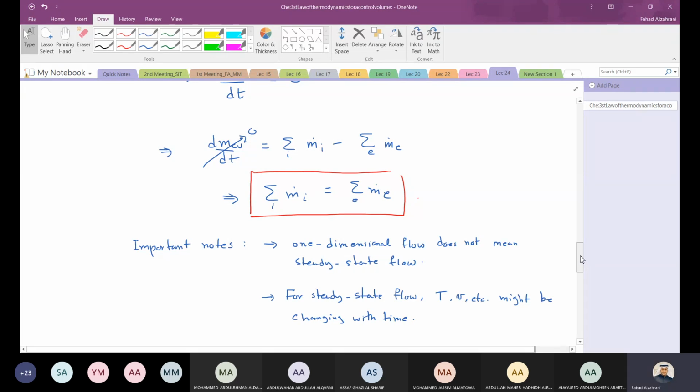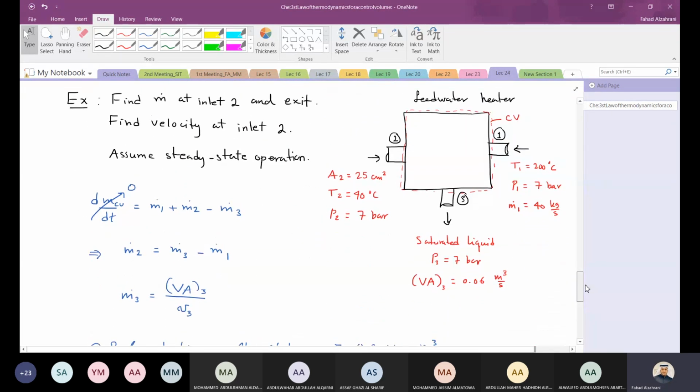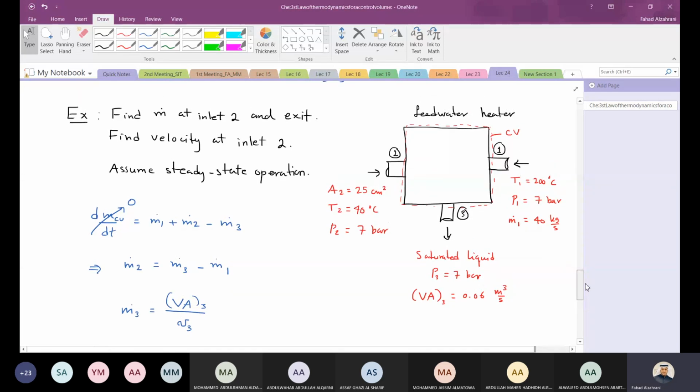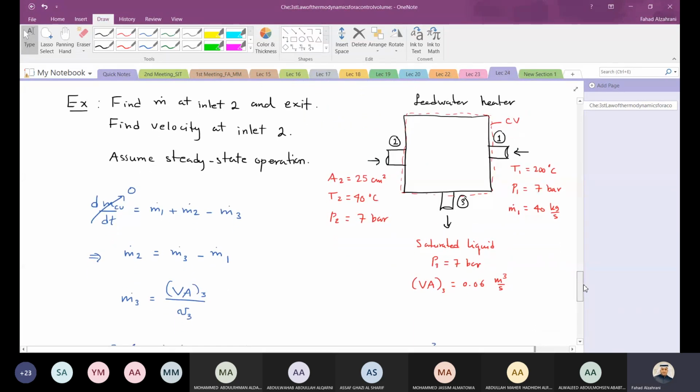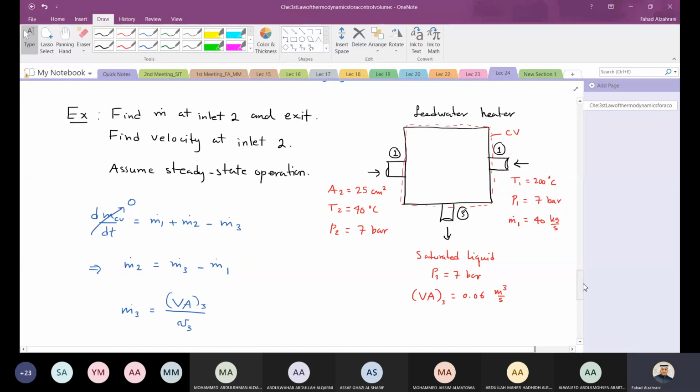طيب, let's take an example to clarify the use of the mass rate balance and mass flow rate. I have what I call a feed water heater. This feed water heater is simply like a heat exchanger. يعني it gets water from different inlets and it gets water out from one exit at a specific state. Okay, so if you look at this feed water heater, you see that you have inlet 1, you have inlet 2, and you have exit 3. So I'm going to call 1, 2, and 3. You have 2 inlets and 1 exit.